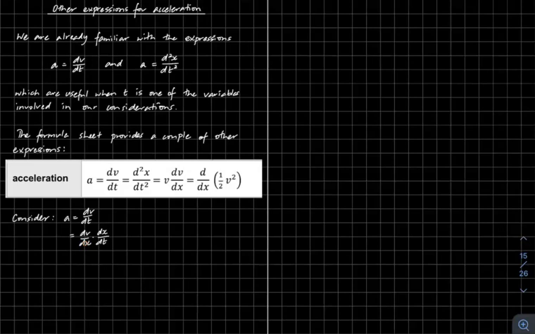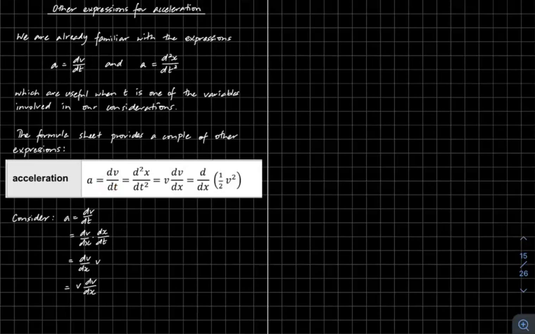Hopefully we're fine with that as an expression of the chain rule. But then notice that this one here, dx/dt, that's actually just velocity, isn't it? So if I replace that with v, then I've got dv/dx times v, which I could write as v times dv/dx. So that's that one there that I've got simply from applying the chain rule to this one here.